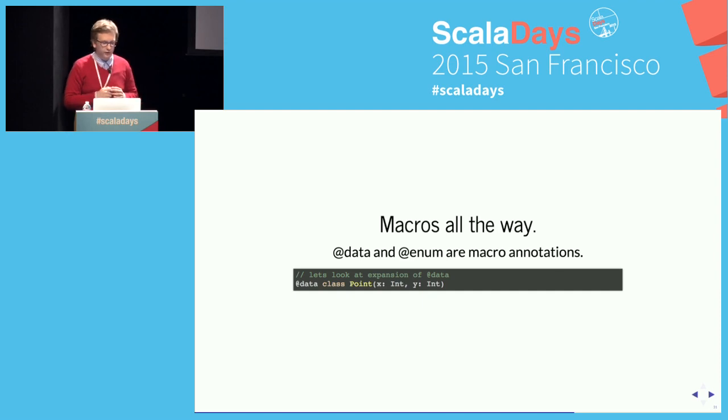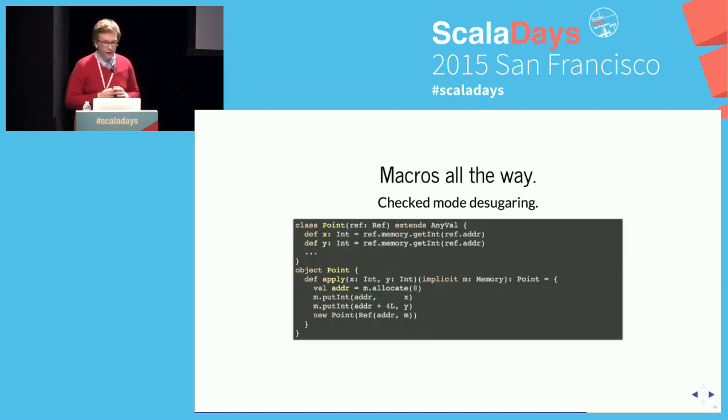So let's have a look at what happens once you expand @data. In fact, it expands into a value class. And it actually generates this kind of code you've seen before, with puts and gets, the kind of code you don't want to write yourself, but you want a framework to generate for you. And that's what we do. In the end, you end up using the same kind of low-level code you've seen before. It's just that you do not write it. You automatically get it and only use the high-level facade on top.